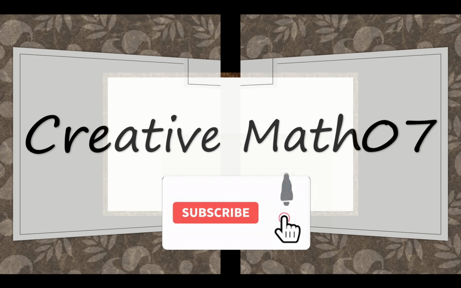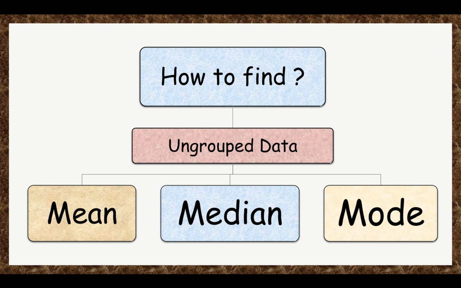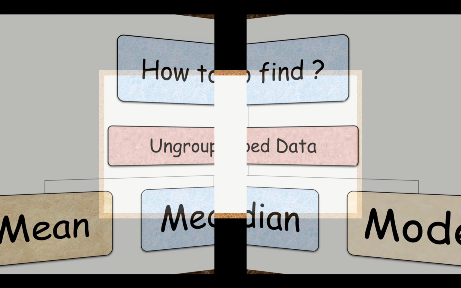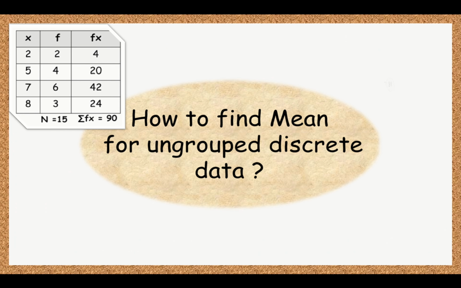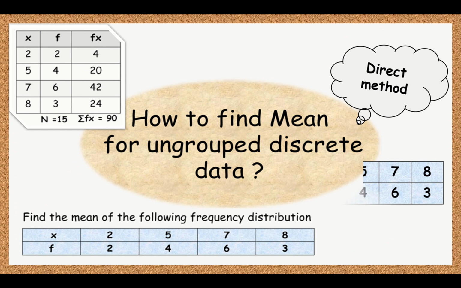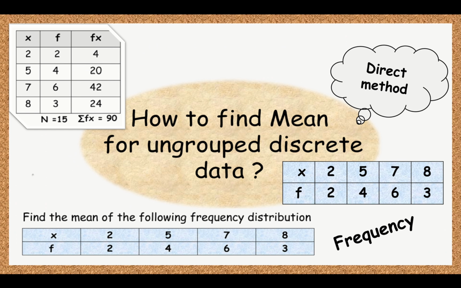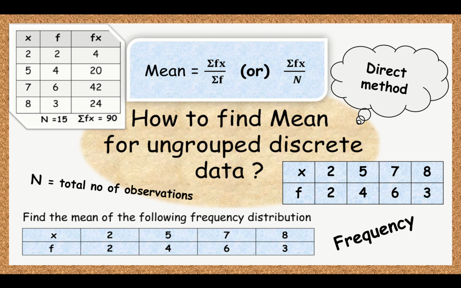In my previous videos, I explained how to find mean, median and mode for ungrouped data. If you haven't watched it yet, please check it out. In this video, let us learn how to find the mean for ungrouped discrete data. If you watched my previous video, we already discussed ungrouped discrete data, which shows each value separately and is ideal for small data sets. Whereas in grouped data, we need class intervals or groups.